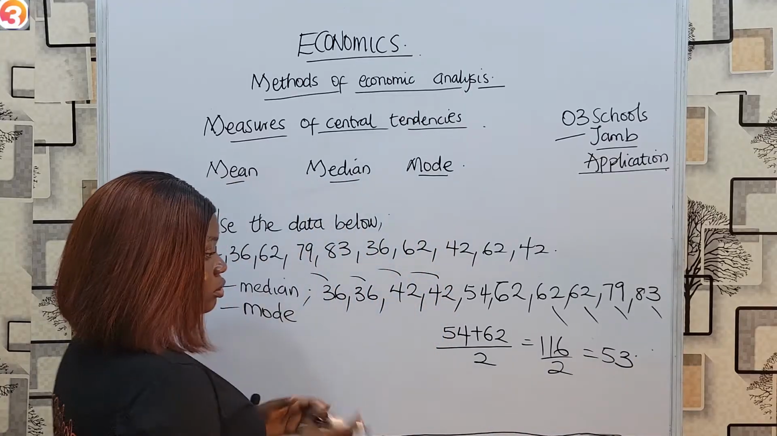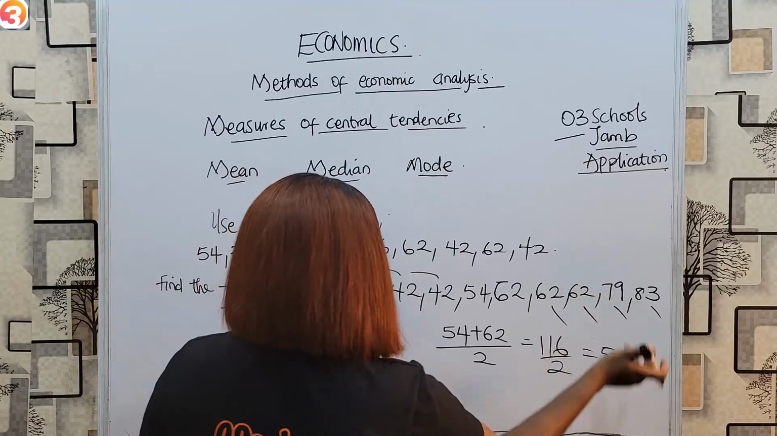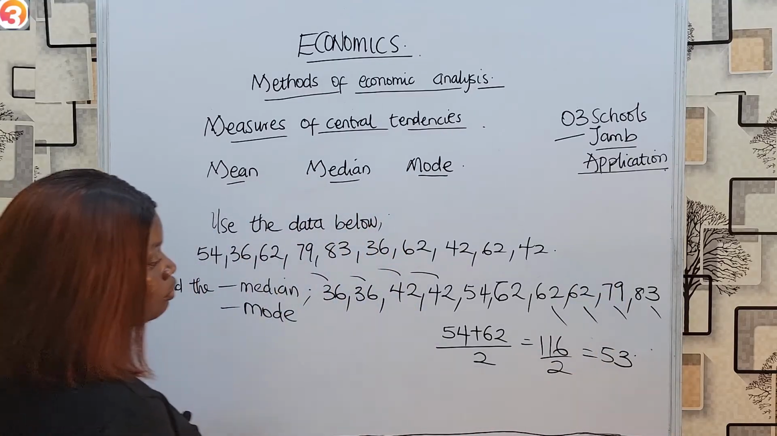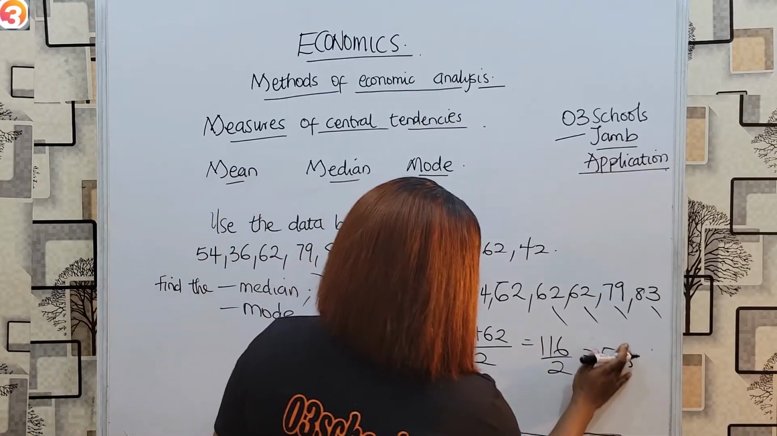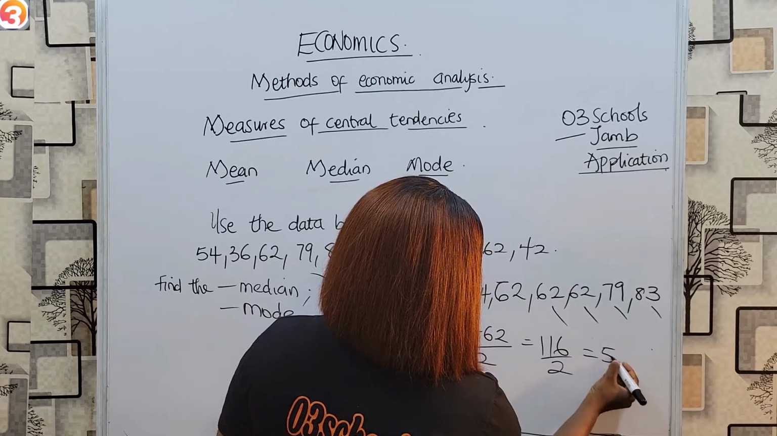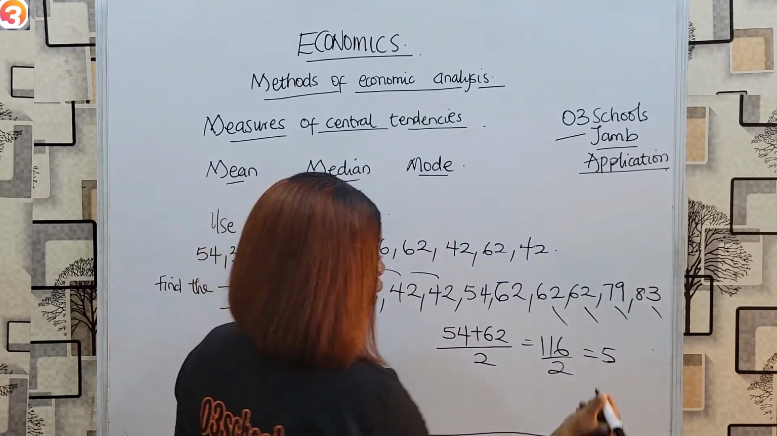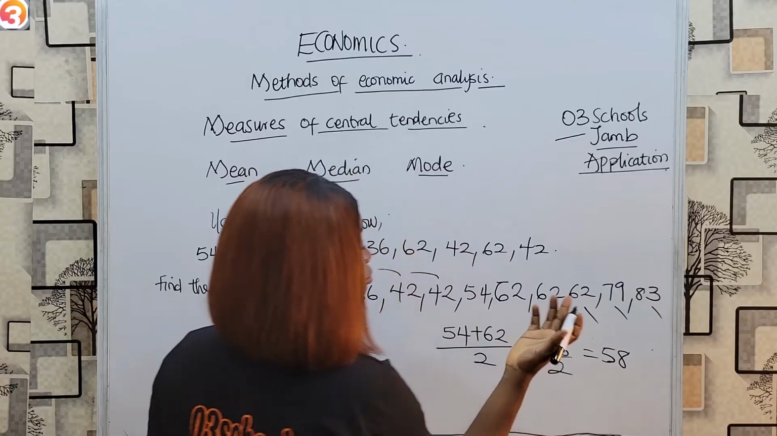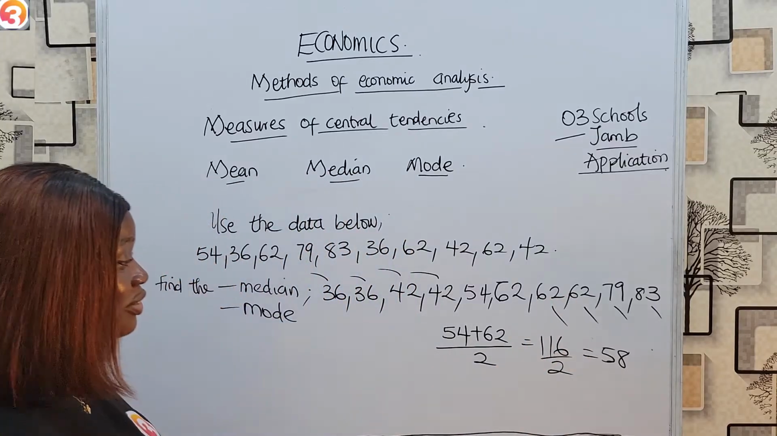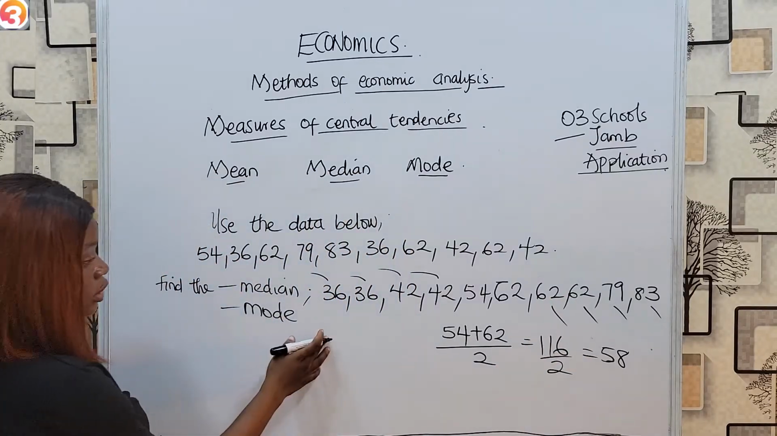Very sorry for that slight mistake. 2 into 6 is 3. Okay, sorry, I was correct. Sorry about that. I was actually very correct: 58. Now we're asked to find the mode.